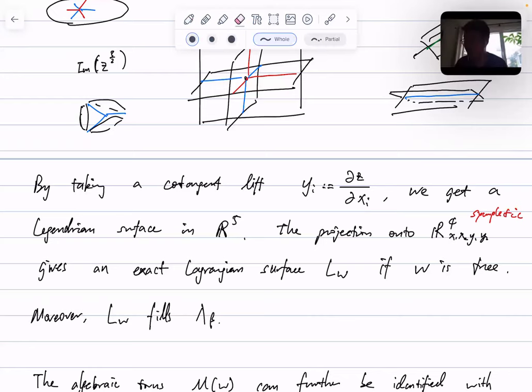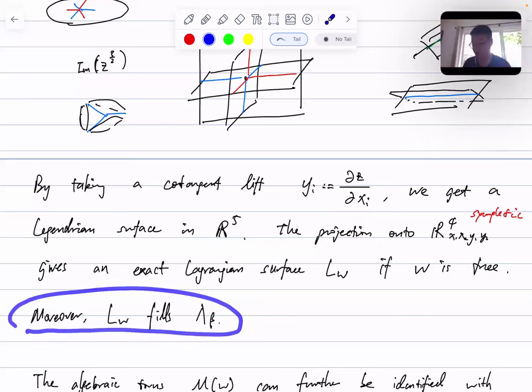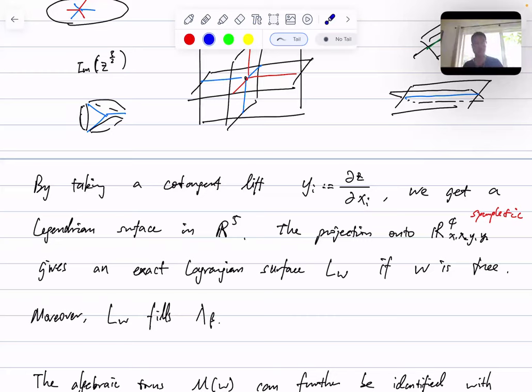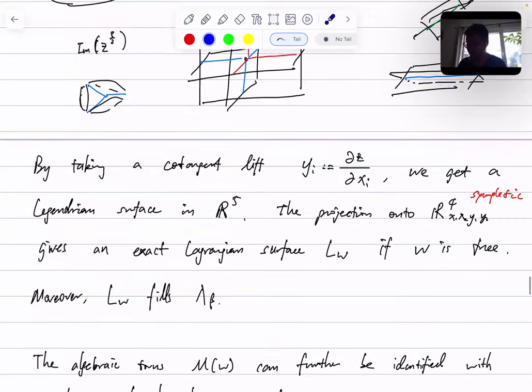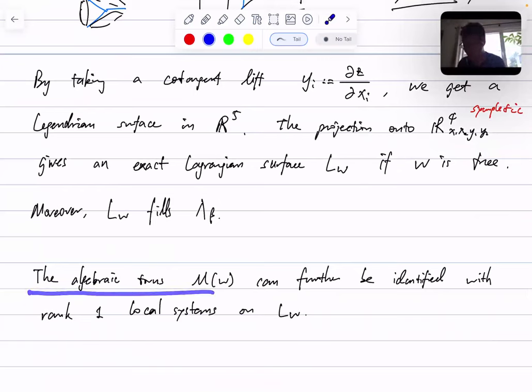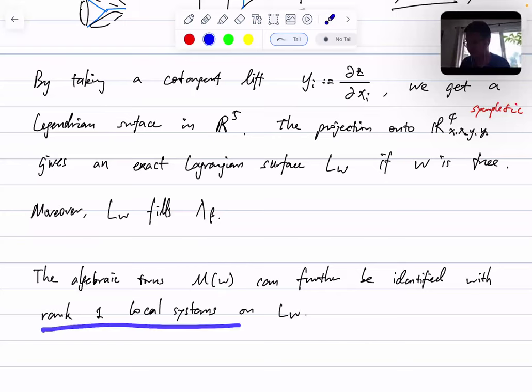Right. And the image, by forgetting the z coordinate, the image in x1, x2, y1, y2 is going to be an exact Lagrangian surface if w is free. And moreover, this exact Lagrangian surface is actually a filling of the -1 closure of its boundary braid. So it fills the braid. And using this connection to exact Lagrangian fillings, we can actually view the algebraic torus, that's the flat moduli space of the weave, as the moduli space of rank one local systems on the exact Lagrangian surface.